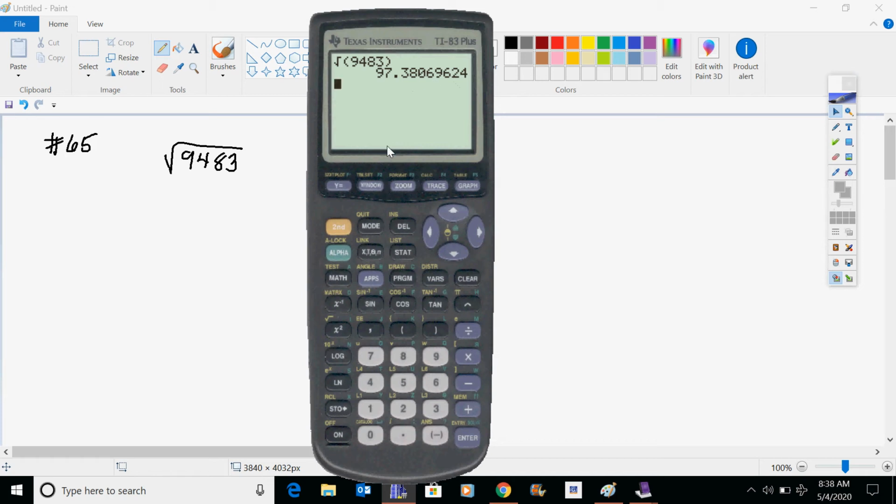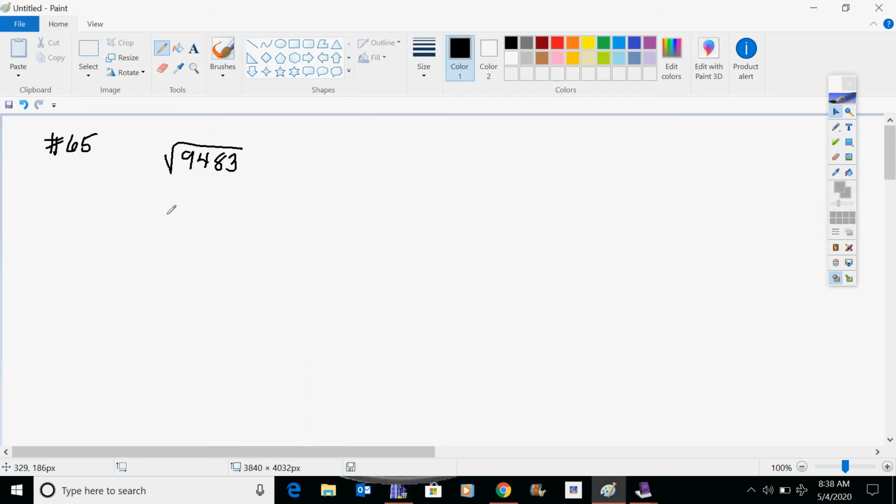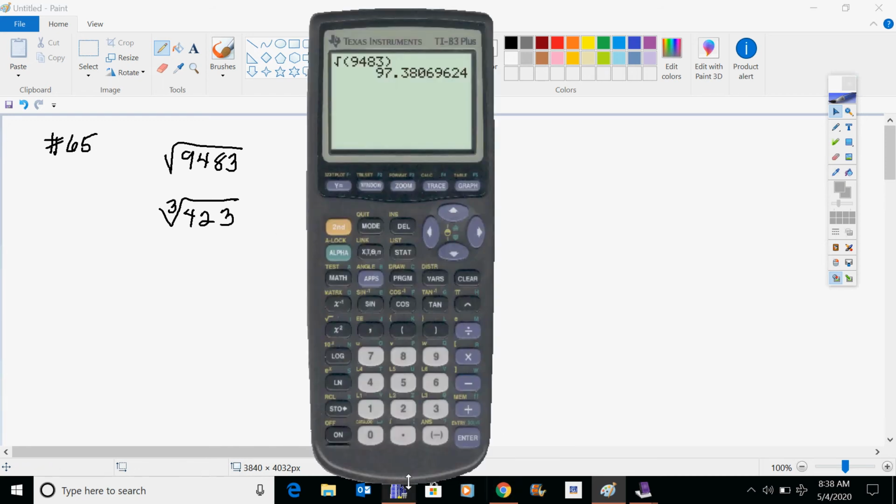Another one that they asked you for was cube root. We had the cube root of 423 was one of them. And to do cube root on this particular calculator, you need to go into the math section, and the cube root is right here at option 4. So you'd put in the number 423 and hit enter, and you get 7.507 to 3 decimal places.